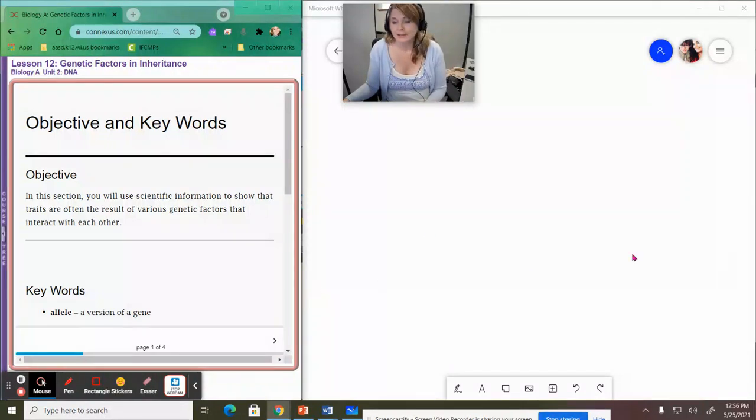So actually, most traits are not controlled by strict, complete dominance. That's just not how it is. There's usually some sort of other thing that's going on.